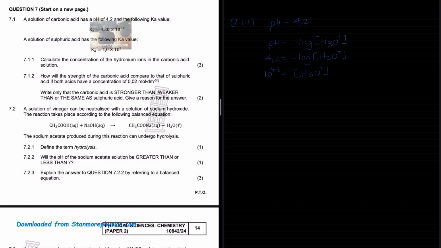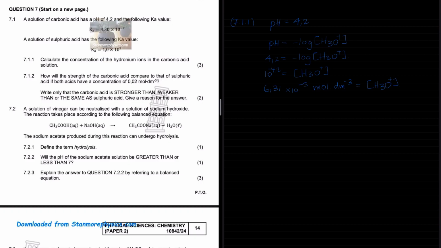And so the answer to this question is going to be 6,31 times 10 to the negative 5 moles per dm cubed. And that is the concentration of H3O+, or the hydronium ions.